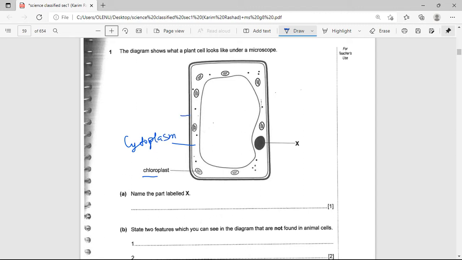Now the outer part, if it's a plant cell, you know this is the cell wall. And this is your vacuole. So this is the nucleus. So name the part labeled X: nucleus. That's all.